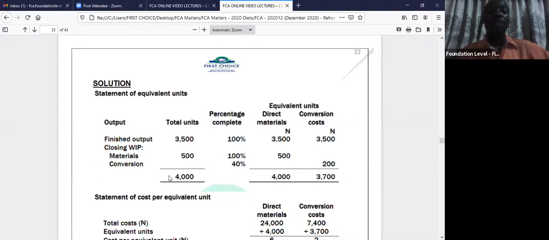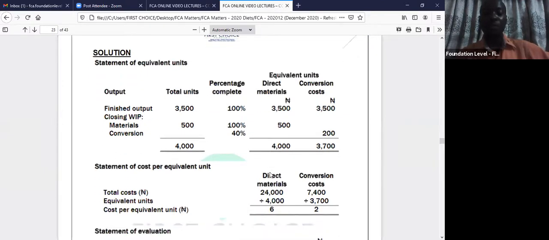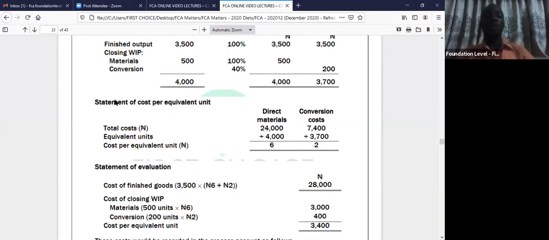So it means 4,000 complete units, it means 4,000 material is 4,000 finished goods. So they are 100% complete. 3,700 units for labor is equivalent to 4,000 units of total production, because here is only 40% labor that has been applied to 500 work in progress. Now look at the statement of costs.